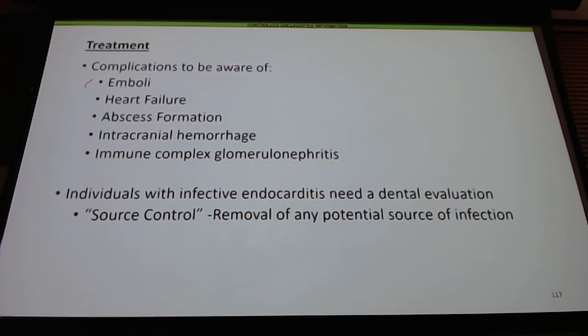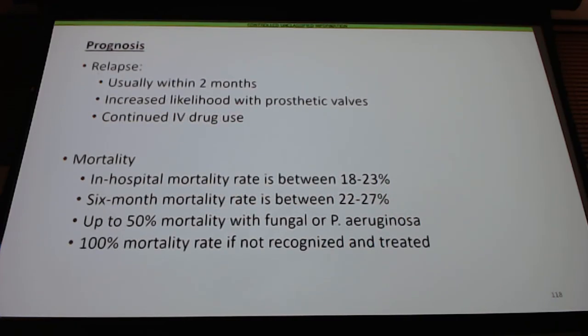And then there are all these complications that could develop. Think of the case that I presented, where different structures were impacted by these emboli getting thrown off. There's a high risk of relapse, usually within 2 months. But also recall that there is a high mortality rate, even if they're in the hospital, for this condition because of how complicated and complex this case is to diagnose and manage.